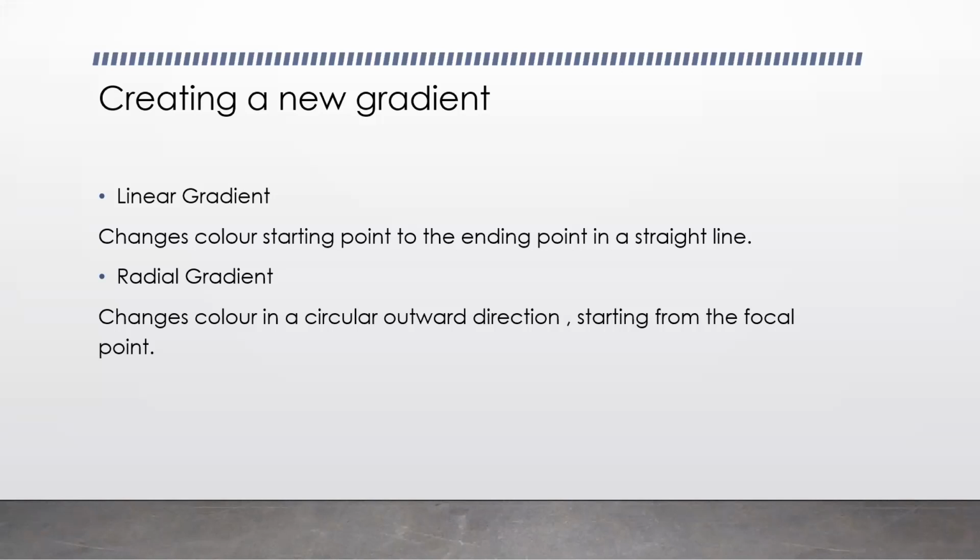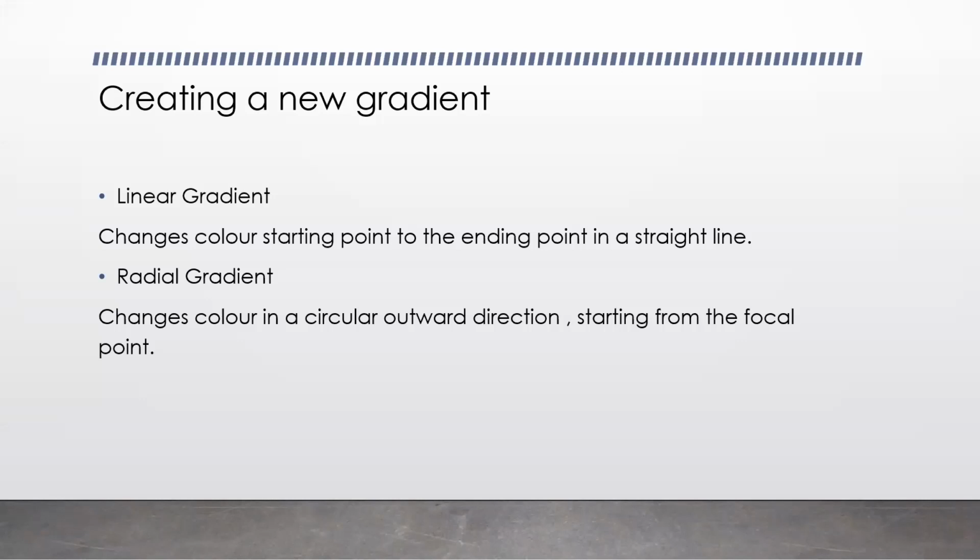So you should always remember, linear means it will be along the x-axis, and radial means it will be in the form of a circle. The radial gradient will change the color in a circular outward direction starting from the focal point. The focal point can be somewhere in the center or anywhere. There will be a change in color when you are going in the outward direction in a circle. So these are the two types of gradients that can be created in your Animate CC.